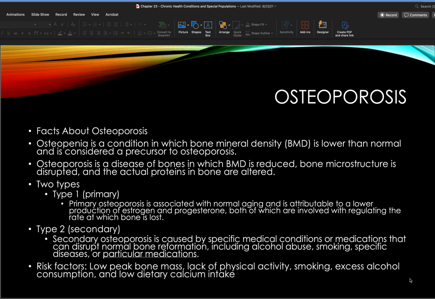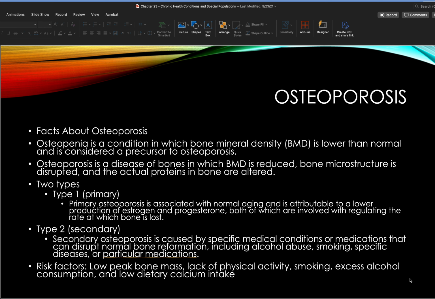Osteoporosis can be considered two types, type 1 and then type 2. Type 1 being primary, type 2 being secondary, meaning that secondary is usually caused by some other concern, medical condition. It can be caused by medications, whereas primary is because of aging, based on hormonal imbalances. So that can become a major factor.